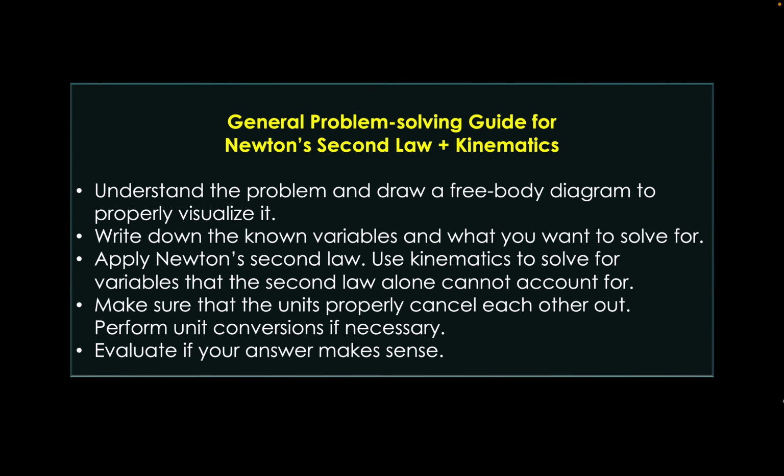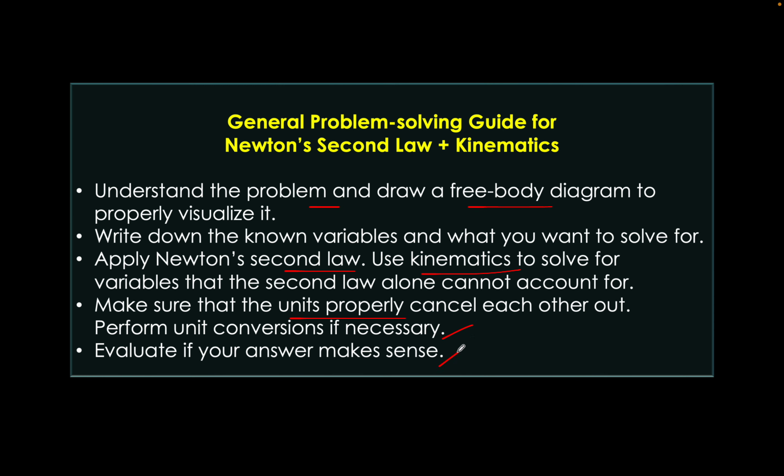So that's it. And then for the general problem-solving guide for Newton's second law with kinematics, you have to understand the problem as usual, draw a free body diagram so you can visualize it properly, and then identify the known variables and what you want to solve for. Then apply Newton's second law, use kinematics if you get stuck somewhere and you seem to be lacking known values for your second law equation. And then make sure that the units properly cancel each other out. Do not follow what other YouTubers do where they just say, oh, the final unit format should be this, it should be this. No, that's obviously wrong. You have to see that the units are properly canceling, etc. Okay, and then perform unit conversions whenever necessary.